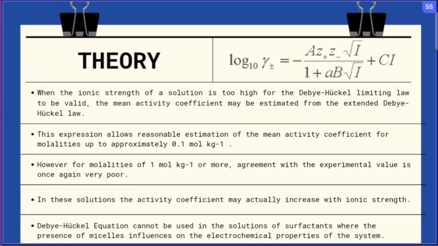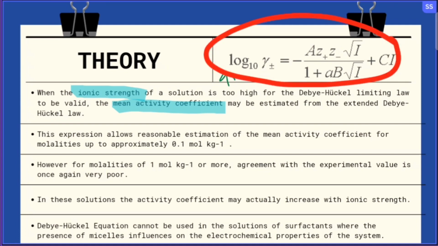Alright, now let's dive into the theory of the extended Debye-Hückel limiting law. The theory states that when the ionic strength of a solution is too high for the Debye-Hückel limiting law to be valid, the mean activity coefficient may be estimated from the extended Debye-Hückel law. The formula is as given above, and my teammate will be explaining it in detail shortly. This expression allows reasonable estimation of the mean activity coefficient for molalities up to approximately 0.1 mol per kg.